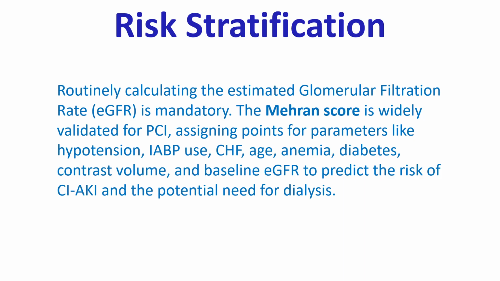The Mehran score is widely validated for PCI, assigning points for parameters like hypotension, IABP use, CHF, age, anemia, diabetes, contrast volume, and baseline eGFR to predict the risk of contrast-induced acute kidney injury and the potential need for dialysis.